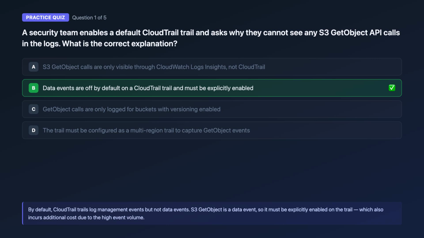The answer is B. By default, CloudTrail logs management events but not data events. S3 GetObject is a data event, so it must be explicitly enabled on the trail, and that's also why it incurs additional cost. The volume is much higher than control plane events.